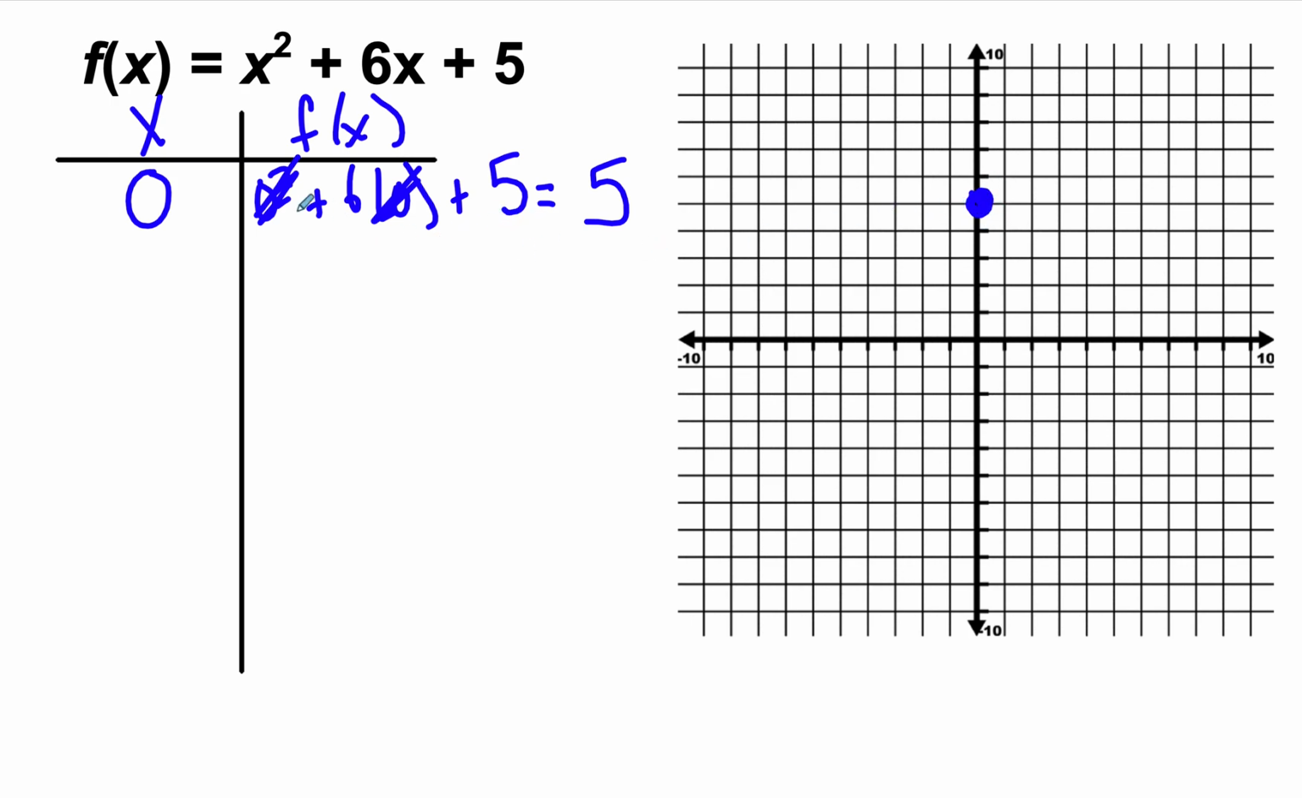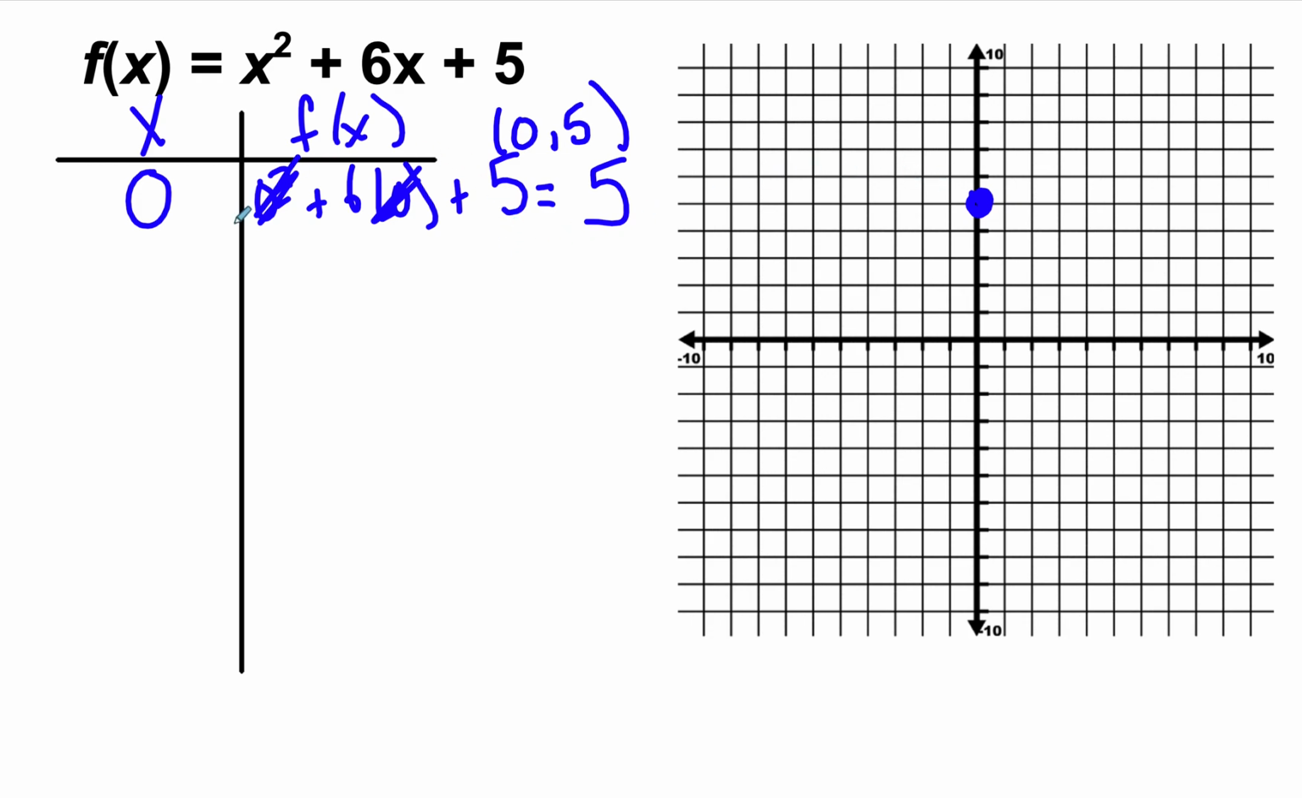So that is the connection. If an input and an output make a function true, in other words, if this number, when I plug it in, gives me this number when it comes out, the point (0, 5) needs to be on the graph of the equation. That's the connection. The inputs and the outputs are the points on the graph of the equation.